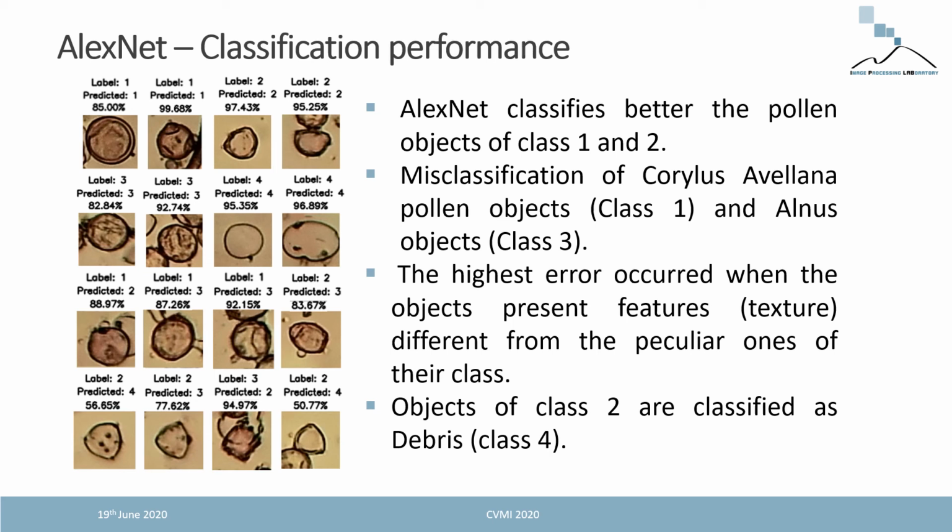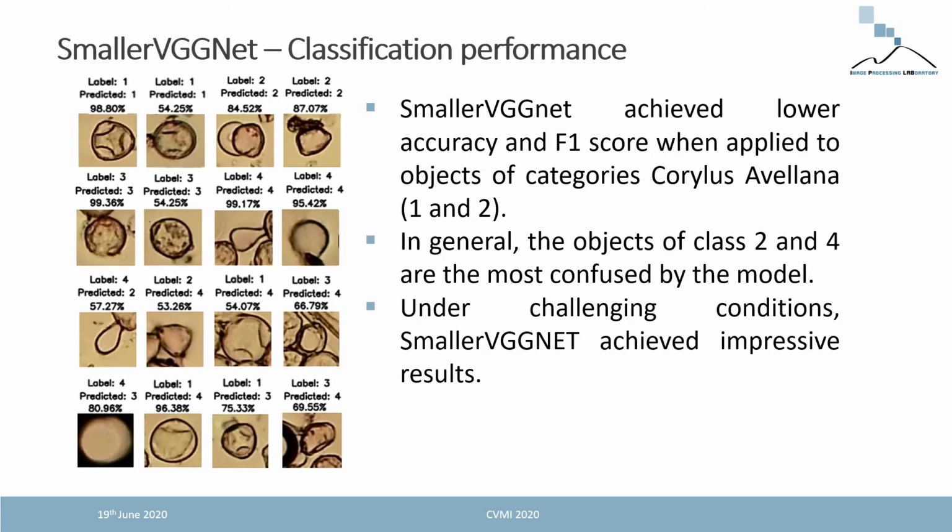With regard to AlexNet, it tends to classify accurately the objects of category 1 and 2. However, it tends to misclassify pollen objects of class 1 and class 3. This misclassification is due to the similar texture of these objects. Moreover, we observed that objects of class 2 sometimes are classified as objects of class 4. Smaller VGGNet presents the lower accuracy and F1 score when applied to objects of class 1 and 2. Also, it tends to misclassify objects of class 2 and 4. However, under challenging conditions, smaller VGGNet achieved more impressive results than AlexNet.